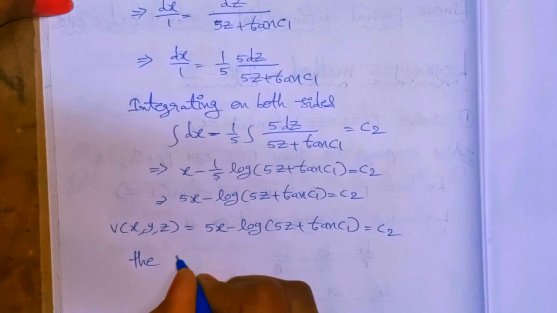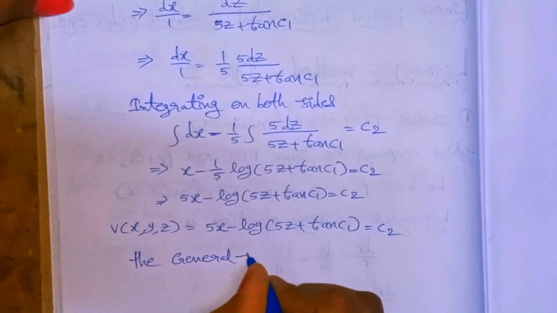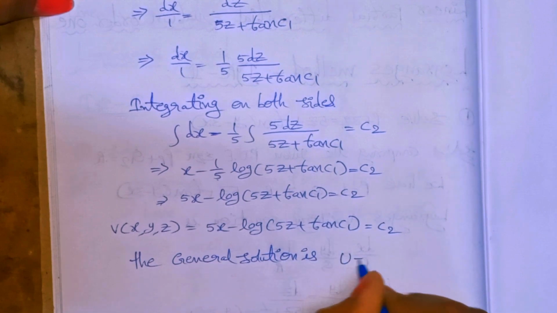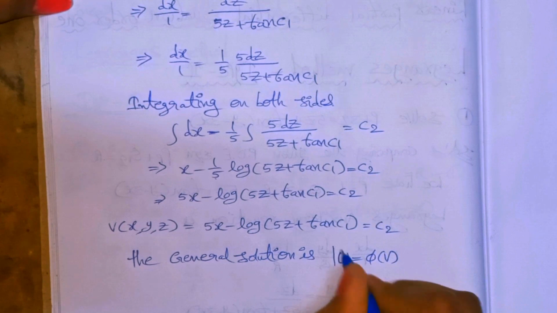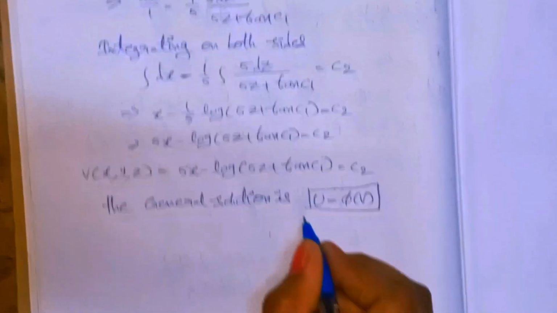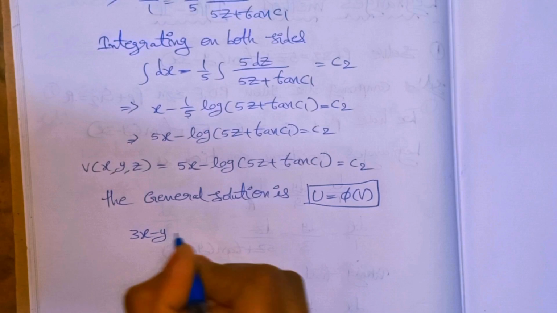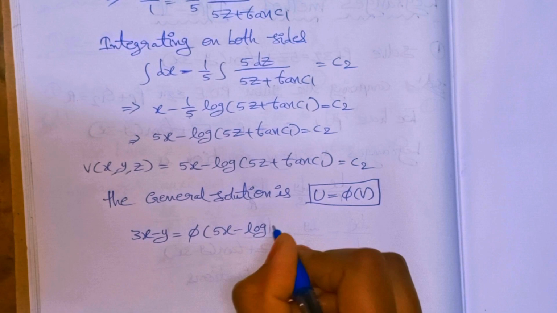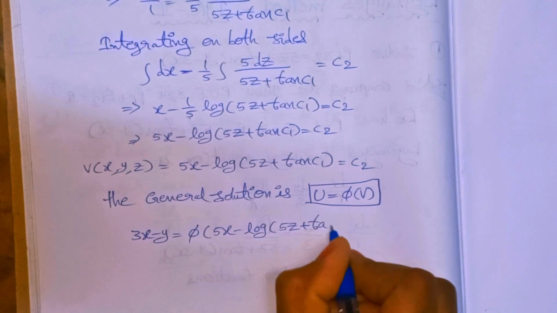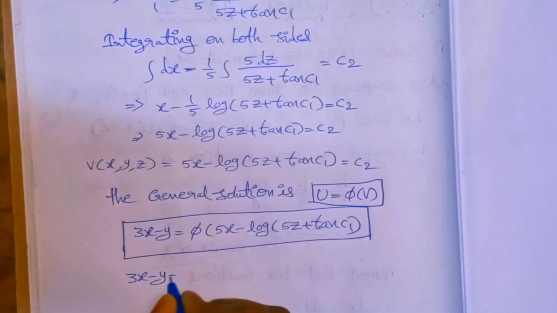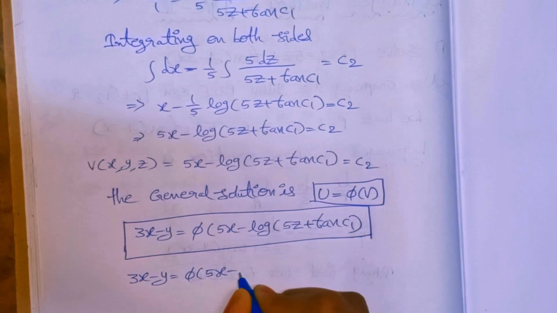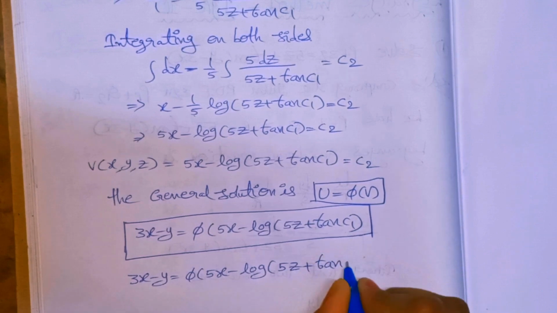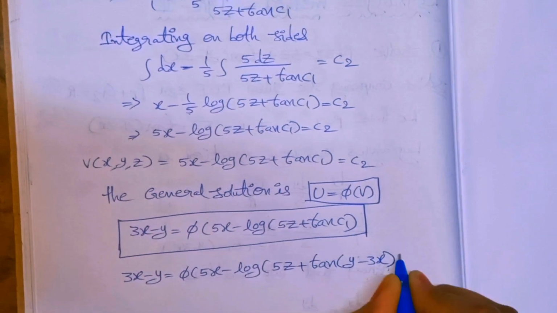The general solution is u equals phi of v. U equals 3x minus y equals phi of v, where v is the expression obtained above, so 3x minus y equals phi of yx minus log of yz plus tan c1.